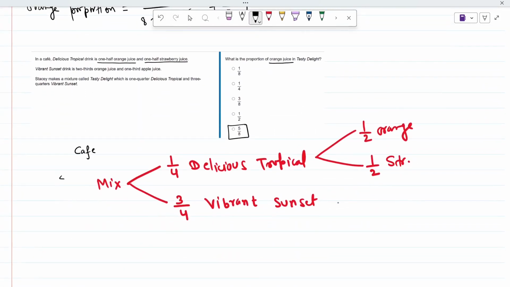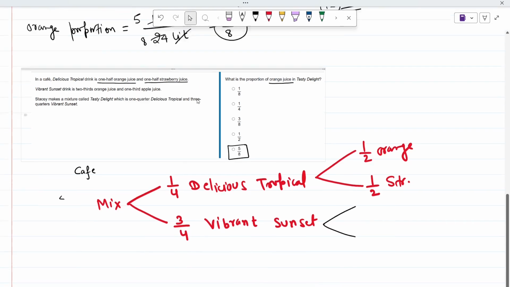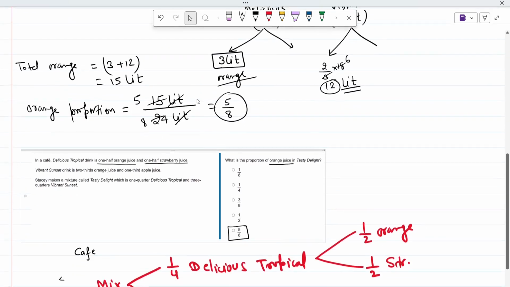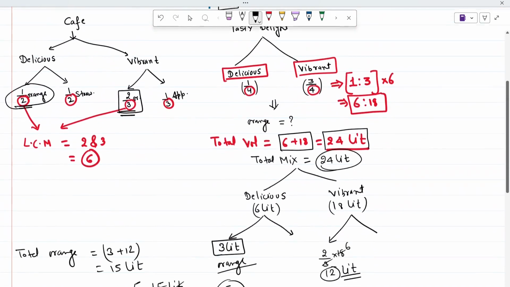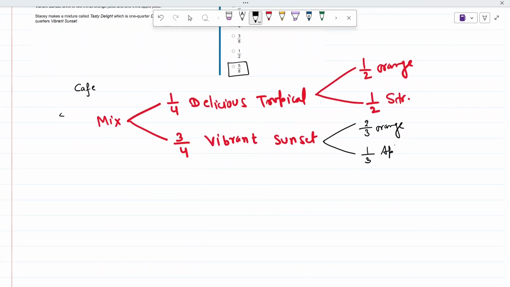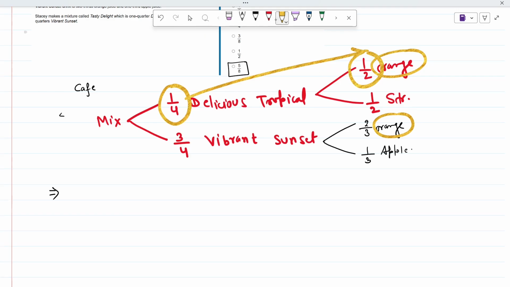Right. In this vibrant sunset drink, we know it has 2/3 of orange juice and 1/3 is apple juice. So what is the shortcut here? We have to find the proportion of the orange juice in the mixture. So please see how we can find. Orange juice is here. Orange juice is here. So we can write it as, just multiply this 1 by 4 with half proportionally. See how we can do this?